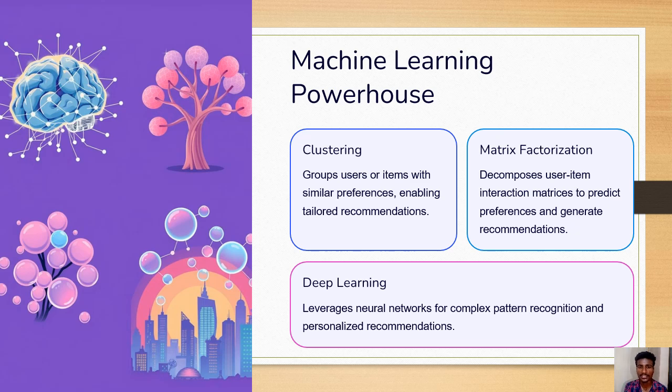Machine learning powers clustering, matrix factorization, deep learning. In clustering, it groups users or items with similar preferences, enabling tailored recommendations. Matrix factorization decomposes user item interaction matrices to predict preferences and generate recommendations. Deep learning leverages neural networks for complex pattern recognition and personalized recommendations.